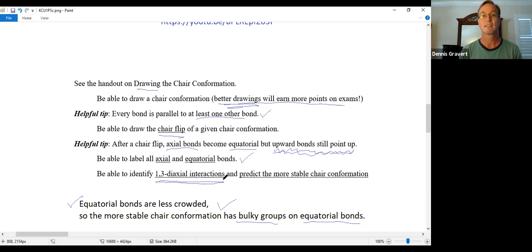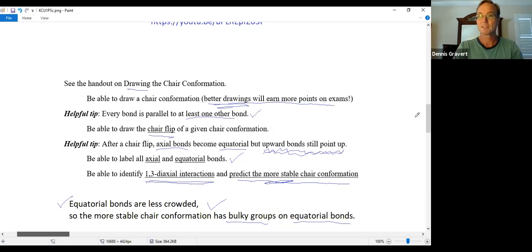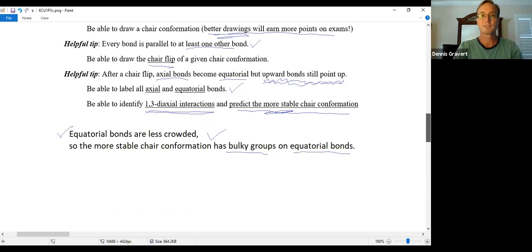And based on that, we will be able to predict the more stable chair conformation, right? There's two forms of the chair. Either the red bonds were up or the blue bonds were up. One of them is going to put bigger groups equatorial. That's the more stable form. That's the form nature prefers to have the molecule get into that shape. All right, those are our objectives. Let's break them down, get some practice, and get more comfortable with these objectives.